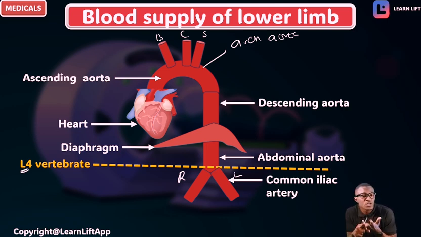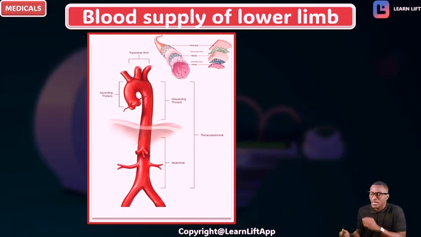Starting from the heart, it goes to the ascending aorta, from the ascending aorta to the arch of aorta, from the arch of aorta to the descending aorta, from the descending aorta to the abdominal aorta. From the abdominal aorta, at the level of the lumbar 4 vertebrae, it bifurcates into 2 to give rise to the common iliac artery. We have the right common iliac artery and the left common iliac artery. Do you understand? Now let's also see another diagram to look at this.